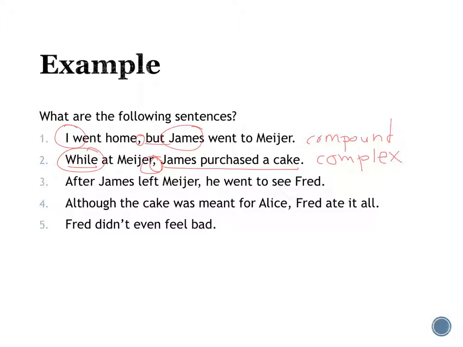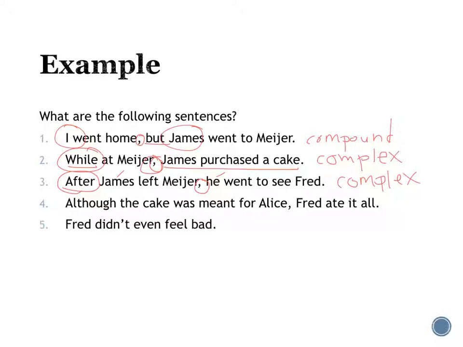Number 3, after James left Meyer, comma, he went to see Fred. So again, I'm going to pay close attention to that comma. I see the, again, time-related prepositional phrase, after. Notice I do actually have two subjects here, but that's okay. We can have that with a complex sentence. The key is we're giving a condition. When did James go to see Fred? After he left Meyer. And so we have a complex, giving a condition.